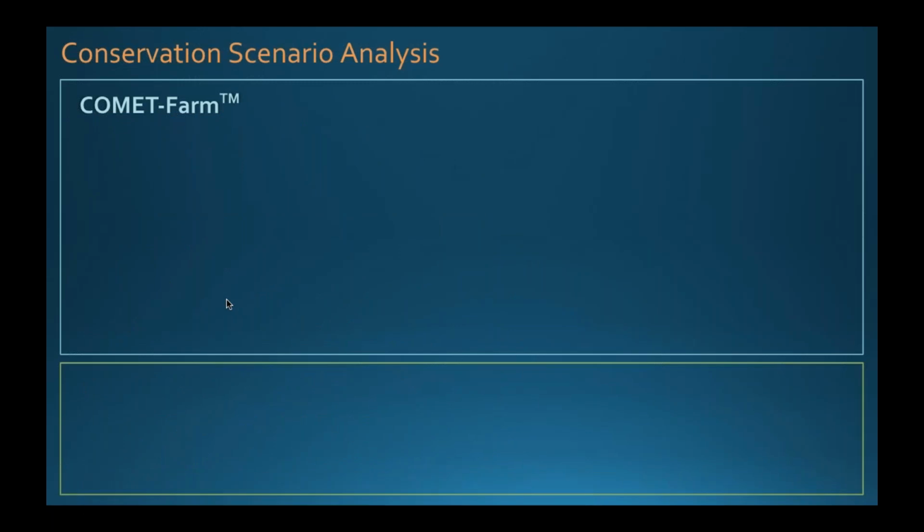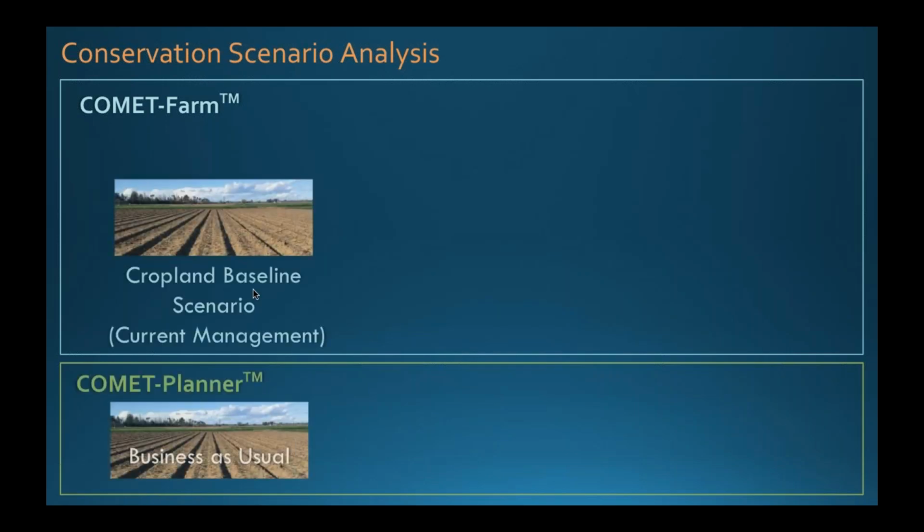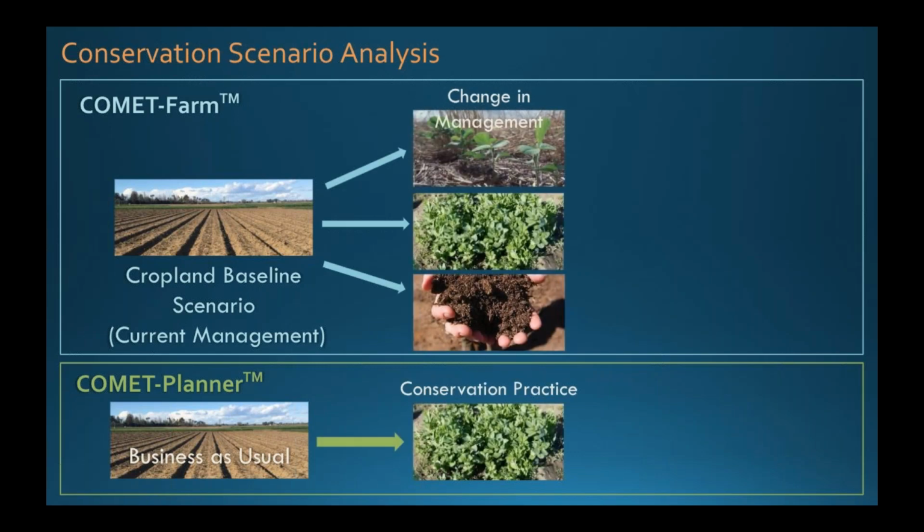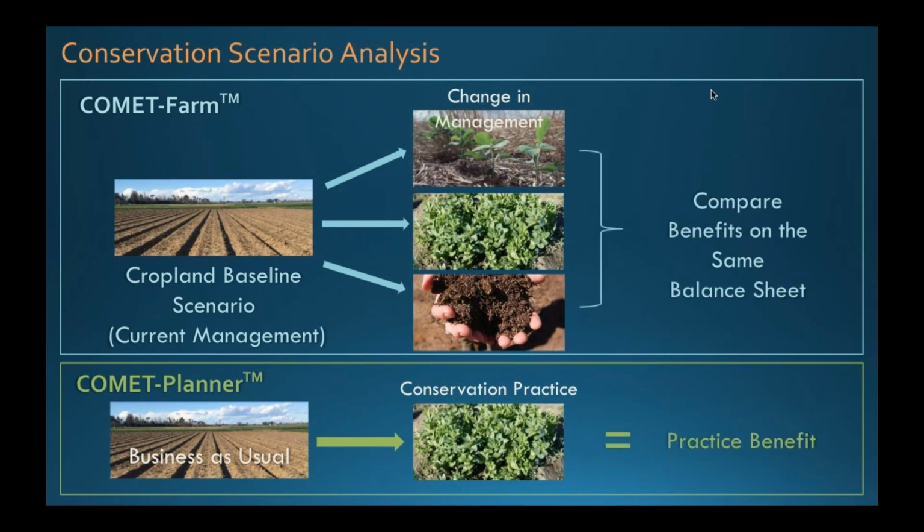Just a quick reminder on how COMET Farm works as a conservation scenario analysis. These tools are built so you enter your historical management practices, and then you enter your baseline, your current management practices, what you are currently doing in your operation. Then you enter what you would like to compare that to, your change in management or future scenario, your conservation practices, to compare the benefits relative to that baseline.